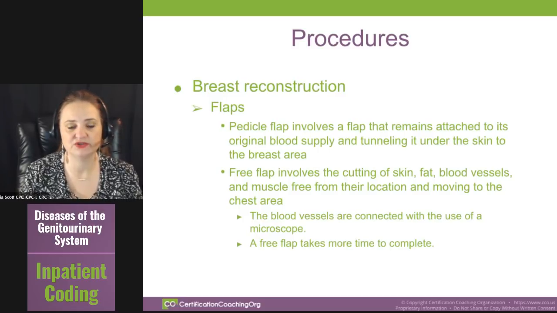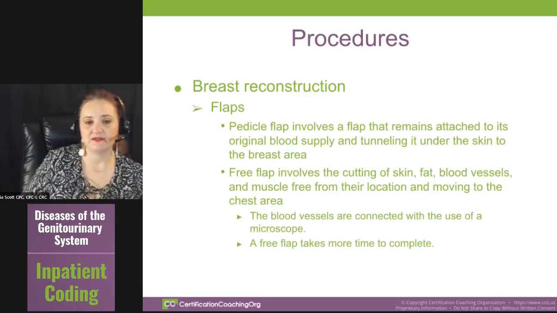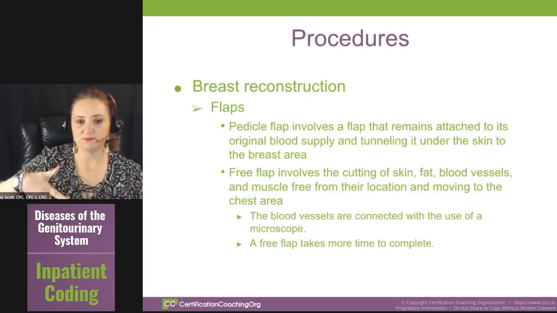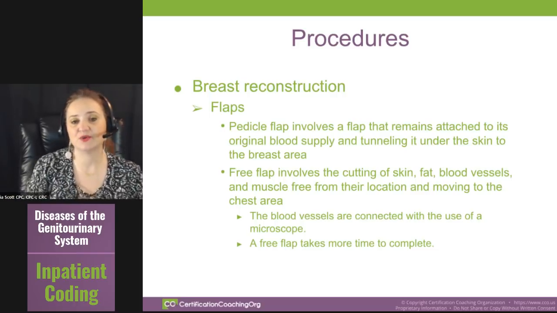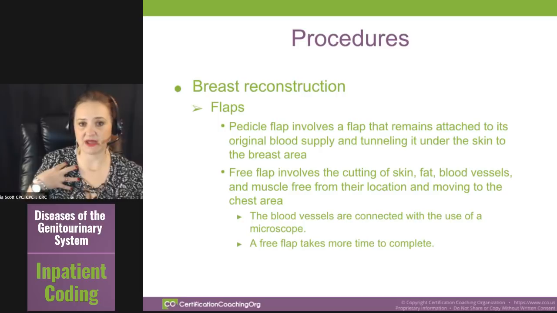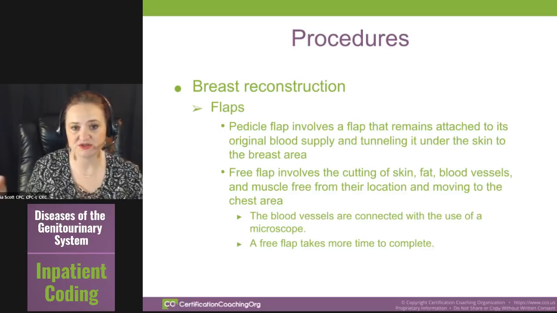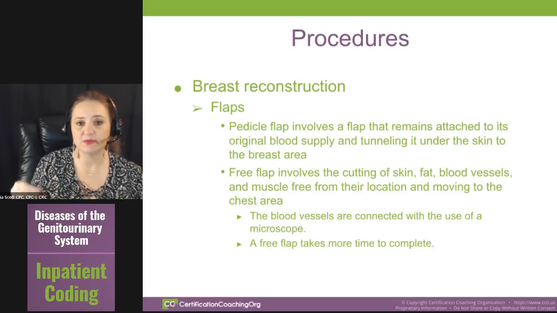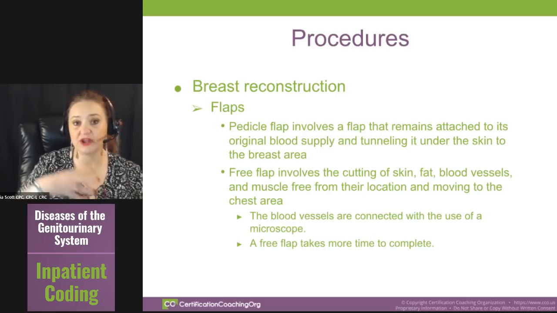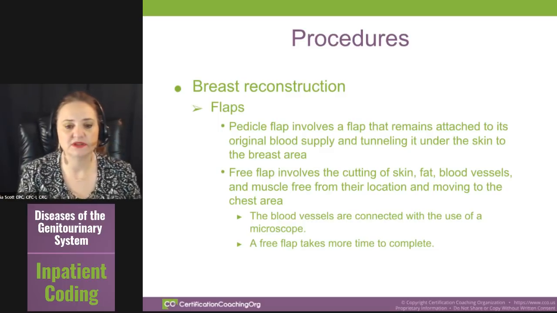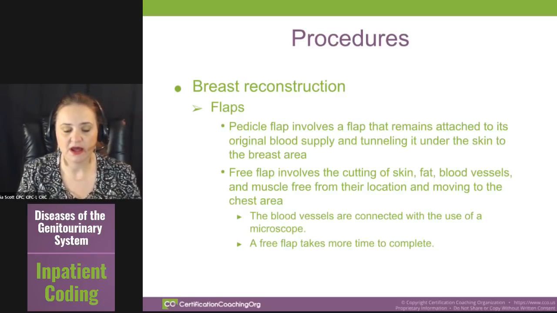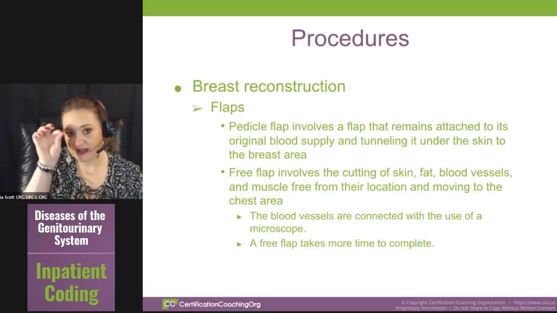When we do flaps, they usually do pedicle flaps, and that means that you are keeping the tissue with its original blood supply and just moving it. Free flaps are when you're taking tissue from the thigh and putting it back up. So pedicle flaps, no matter whether you're doing breast reconstruction or any type of thing, just remember pedicle flaps keep the blood supply. Free flaps are free from blood supply, okay? When you do a free flap, the blood vessels are connected using microscopic surgery, and they take more time to complete because we've got to connect all those blood vessels.